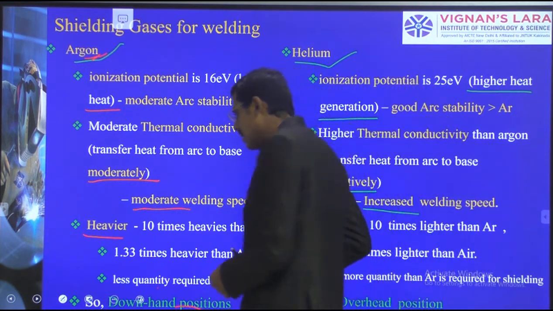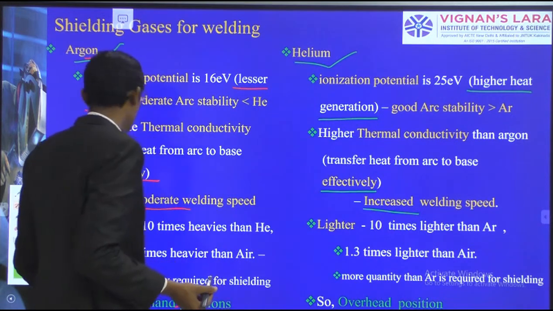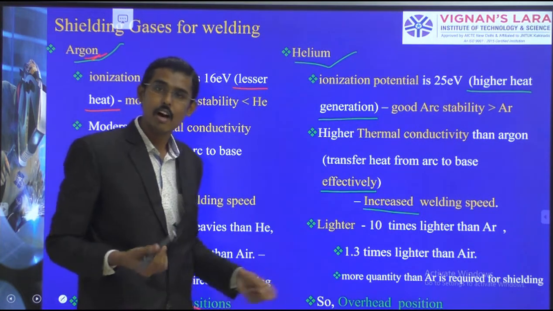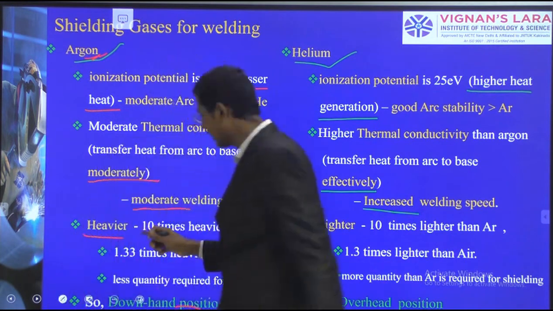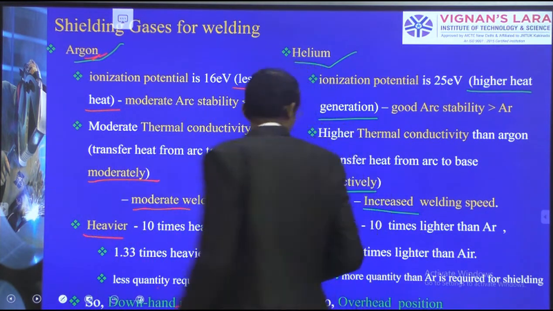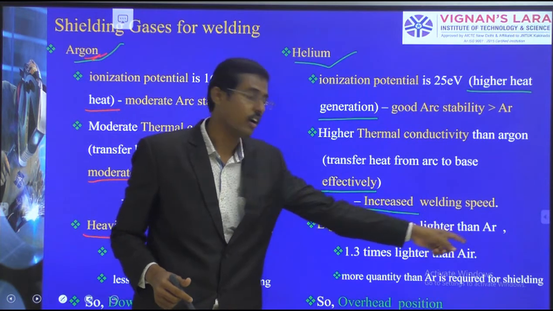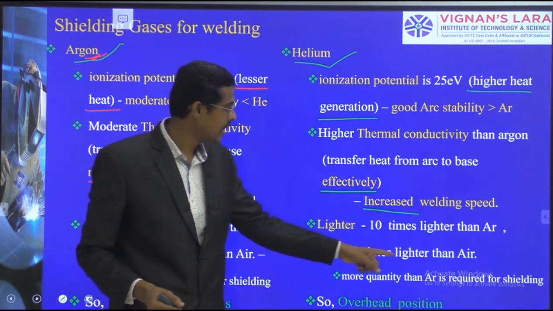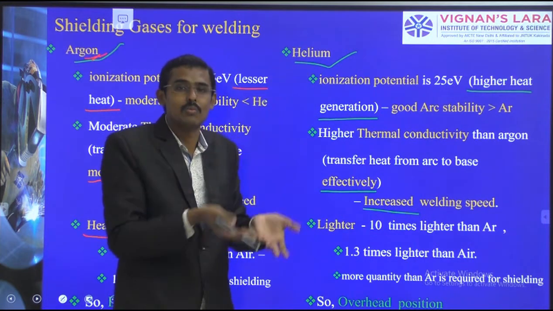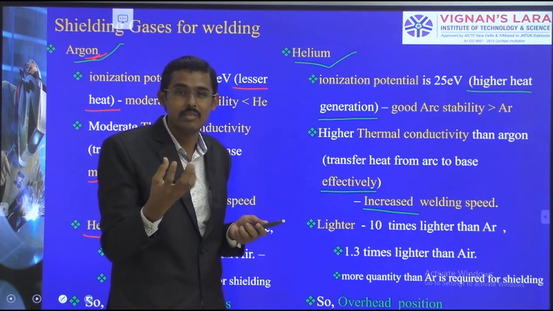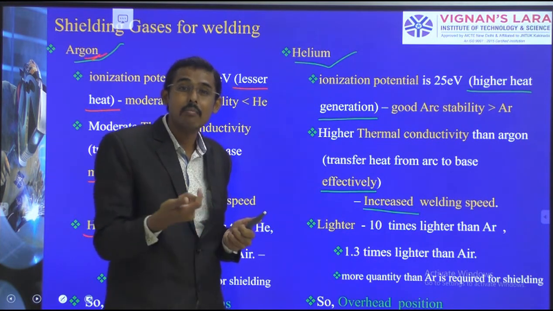But the same pattern I am using on this side also. See, it is lighter. How many times? It is 10 times lighter than argon. I have mentioned here, argon is 10 times heavier than helium. Here I have mentioned helium is 10 times lighter than argon and 1.3 times lighter than air. What happens? If it is lighter than air, it tries to move upward like a helium balloon. We have heard of helium balloons.